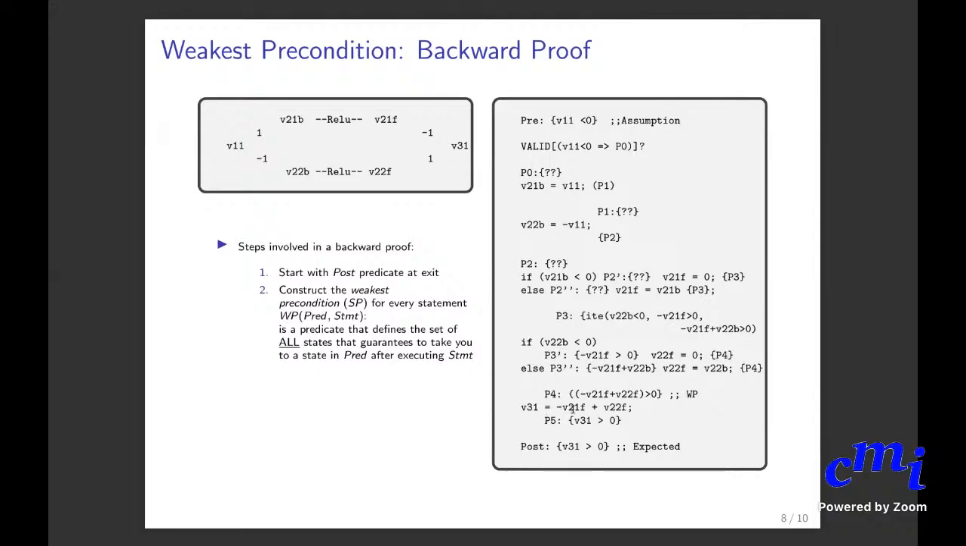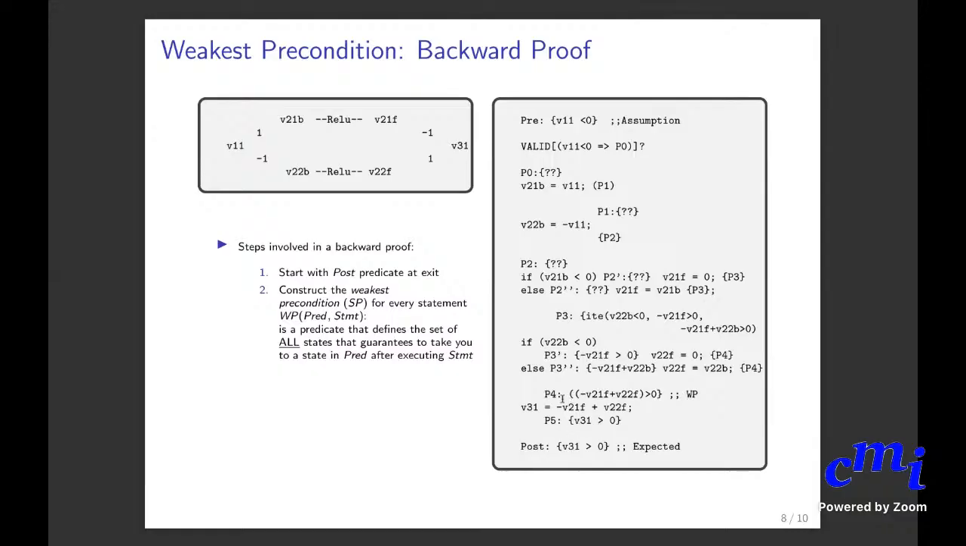V31 and V21F and V22F, which are the variables involved in this assignment statement, can take prior to the assignment statement, such that after execution of this statement, P5 will be true. That is the question that's being asked. If you are able to define the weakest such predicate that characterizes the set of all values for each of which, when you execute this assignment statement, this condition holds good.